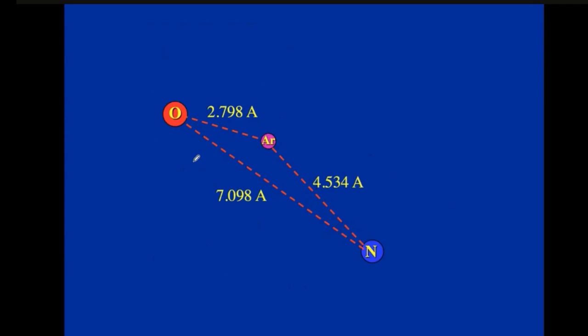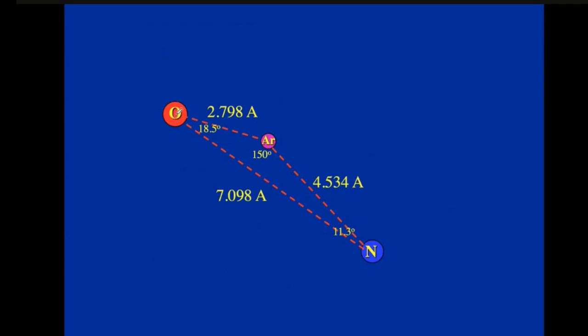Similarly, there exists an angle, right? Since it is in 3D space and we have three components, O, AR, N, there is an angle exhibited between the three atoms, three points, which are given here: 18.5 degrees, 150 and 11.3. Right. So we can say that this is the 3D pharmacophore of morphine. This is the 3D pharmacophore of morphine.